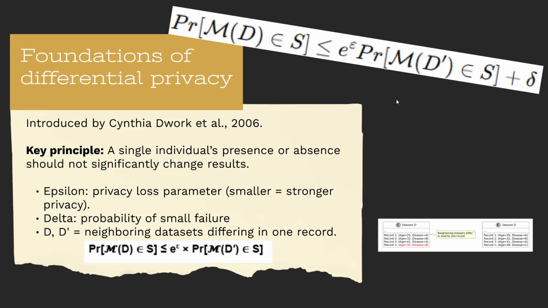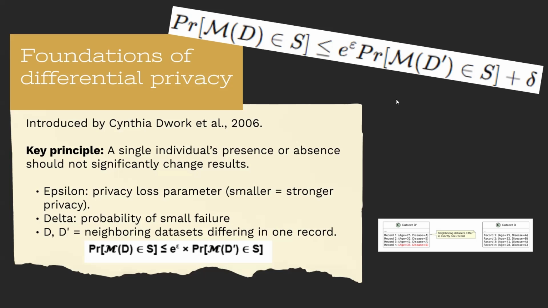Here, delta represents a tiny probability of failure. In case delta is equal to zero, we call it pure differential privacy, or epsilon-DP, which provides the strongest possible privacy guarantee. In that case, the delta term will not be calculated; it will just stop with the S.